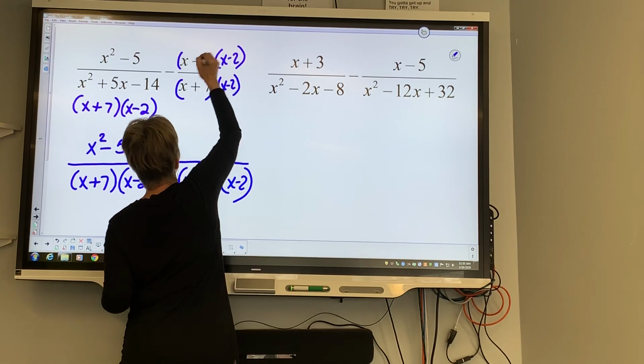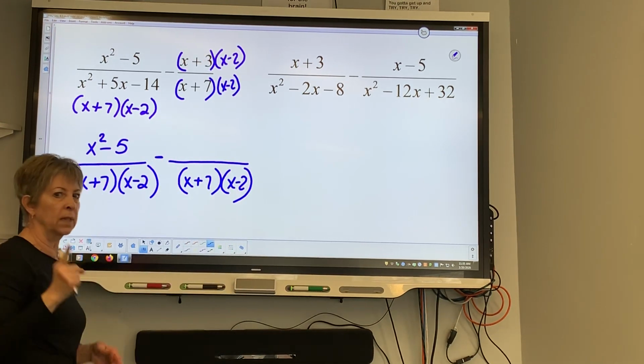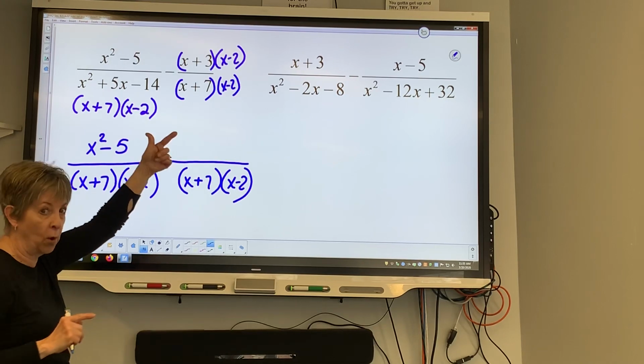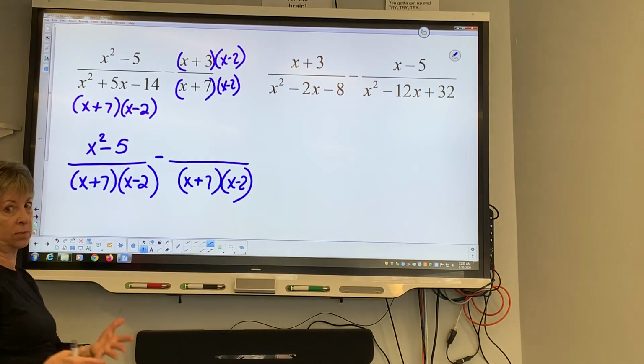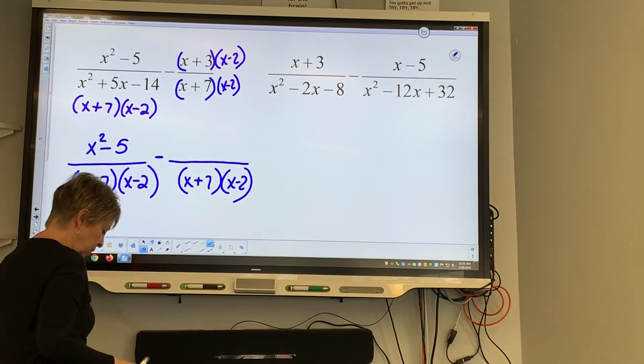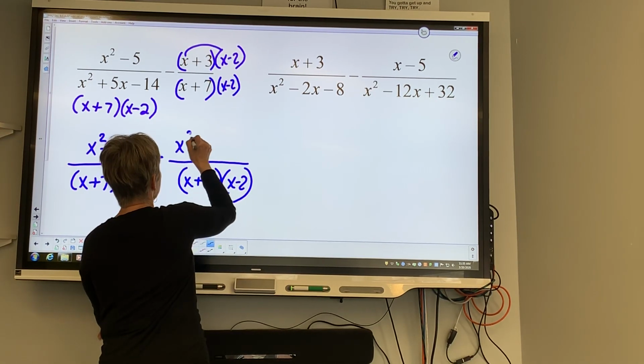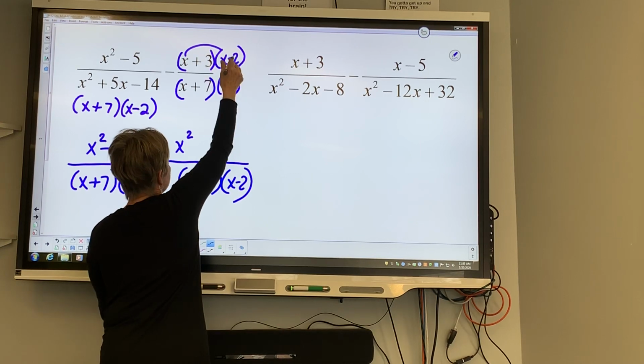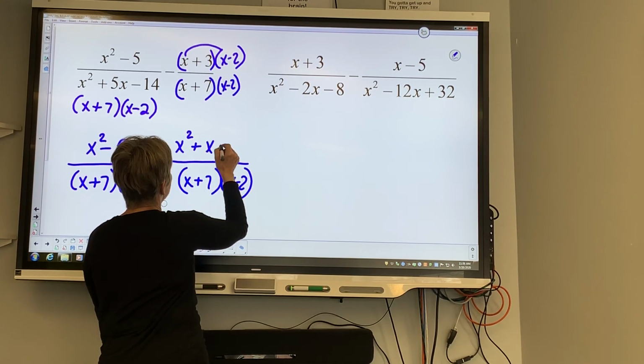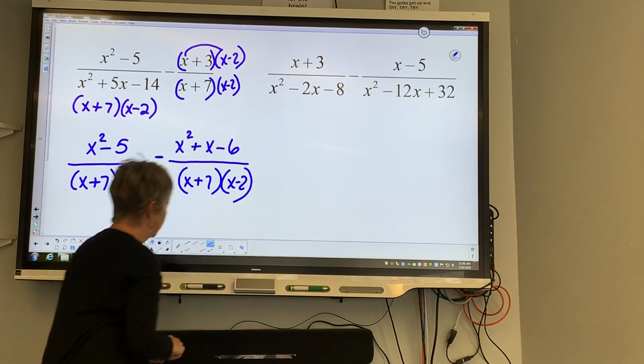Now, this is where you've got to be really careful. So now I've got to actually FOIL that out. I have to multiply x plus 3 times x minus 2. So this one's a little tougher. First, x squared, inner's 3x, outer's negative 2x, so that's plus 1x minus 6.